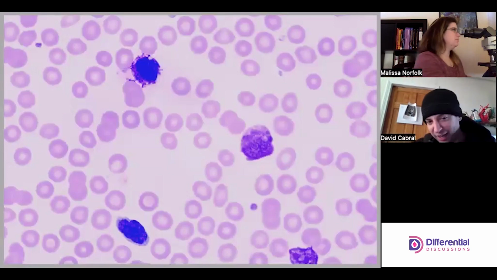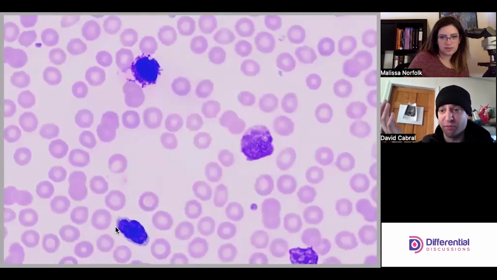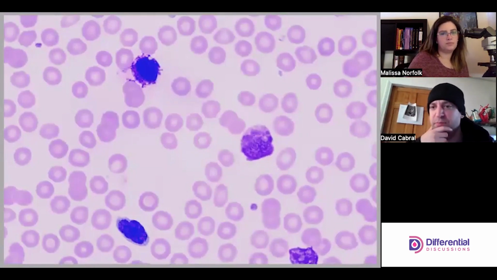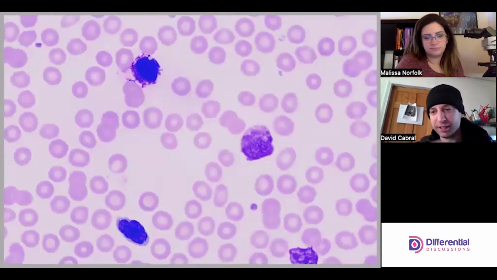But we can see the lymph in the bottom of the field. There's no granules in the cytoplasm at all. It's nice blue cytoplasm. So I like to tell our younger intro heme students, if it's a blue cytoplasm, it is not a basophil. Full stop. Agreed.